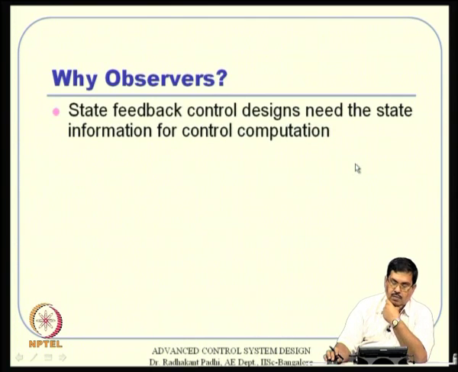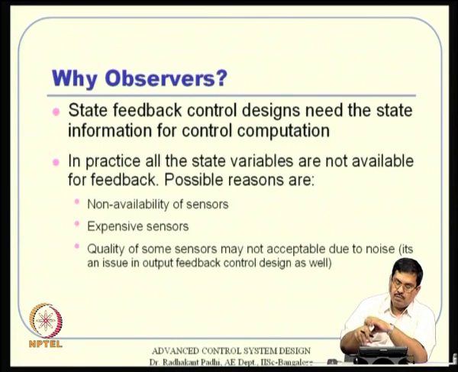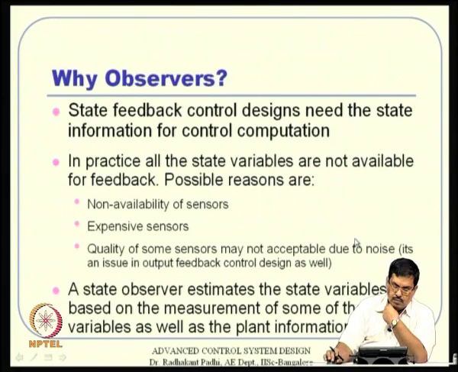We have seen before that state feedback control designs need the state information for control computation, and in practice all states may not be available. Possible reasons can include that sensors are not available, sensors can be very expensive, and the quality of the sensors may not be acceptable due to the noise content. So, if you are given a choice, you will not want to use that sensor. So, what is an alternative?